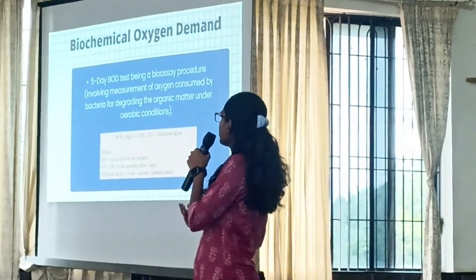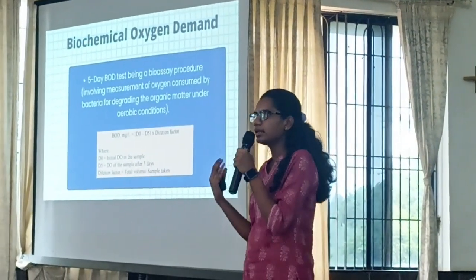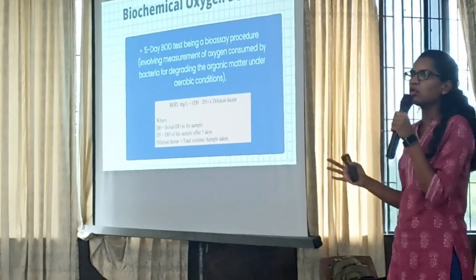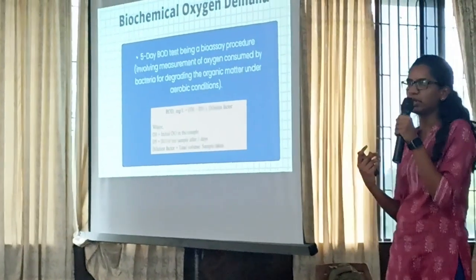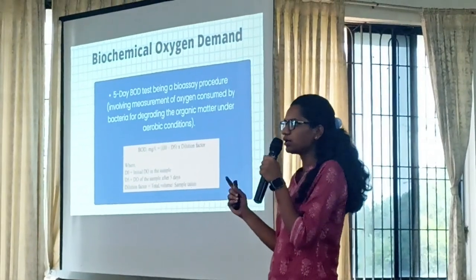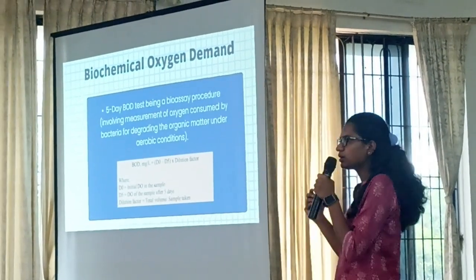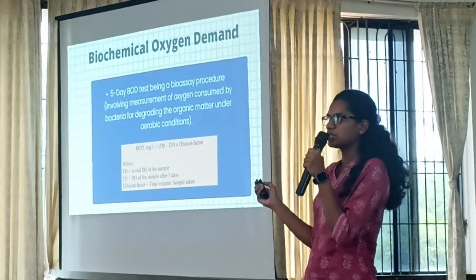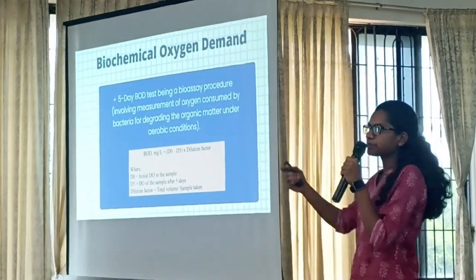Coming to the next parameter, that is biochemical oxygen demand. Water has microorganisms and they take up a lot of oxygen to decompose the organic matter that is there. To estimate the amount of oxygen they are consuming to decompose the organic matter, we do the BOD estimation. You do the estimation of DO on the first day. On the same day, you collect the water sample in a BOD bottle and keep it in an incubator for 5 days. On the 5th day, you do the DO estimation again and put the values in the formula given below.